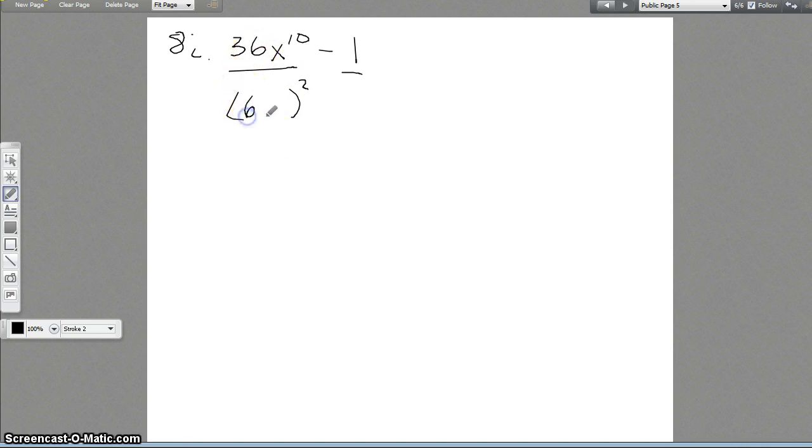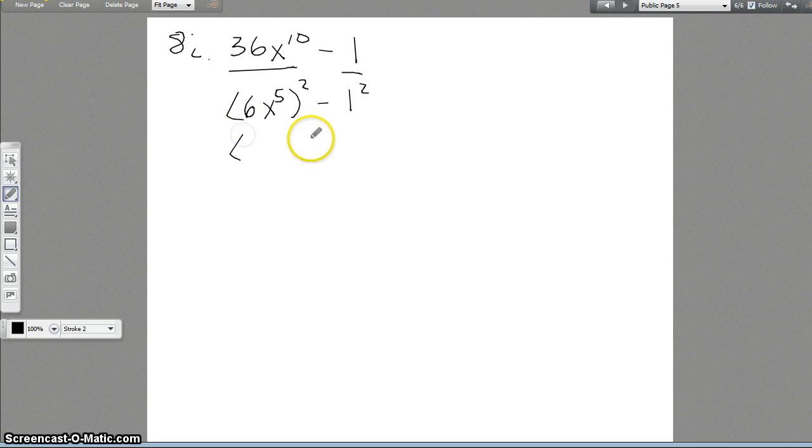That would be 6. What do we have to square to get x to the 10th? That would be x to the 5th, because 5 times 2 is 10. And when we raise a power to a power, we multiply the exponents. And then 1 is written as a square as simply 1 squared, because 1 squared is 1. So here we have the difference of two squares.